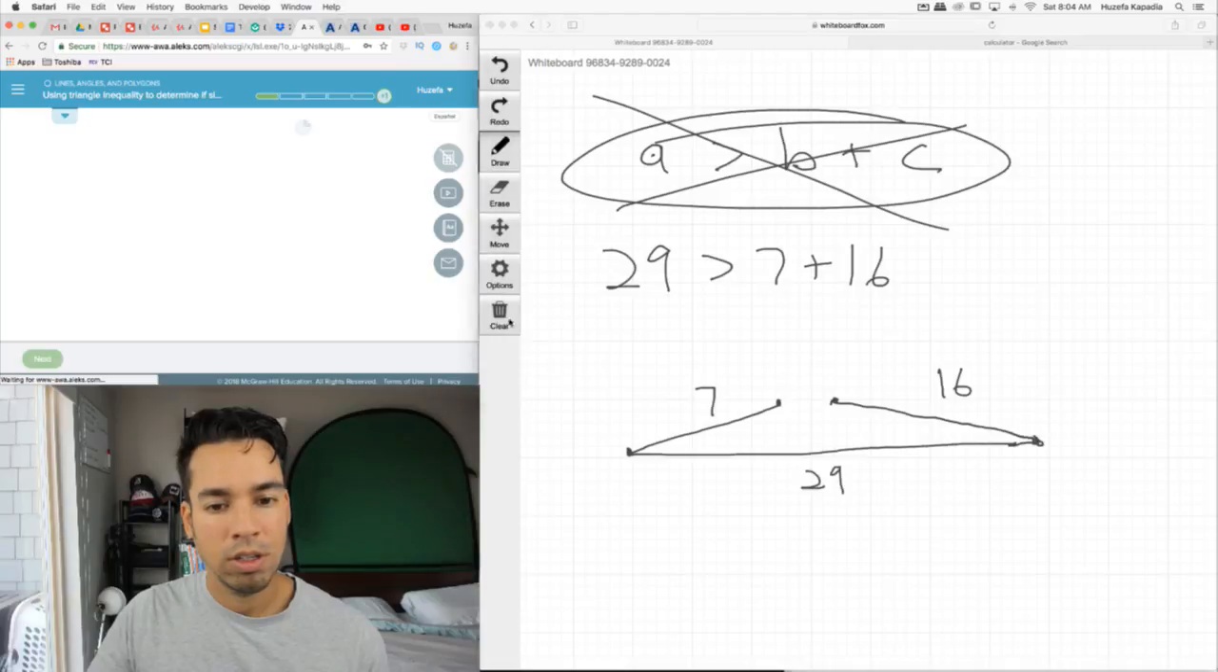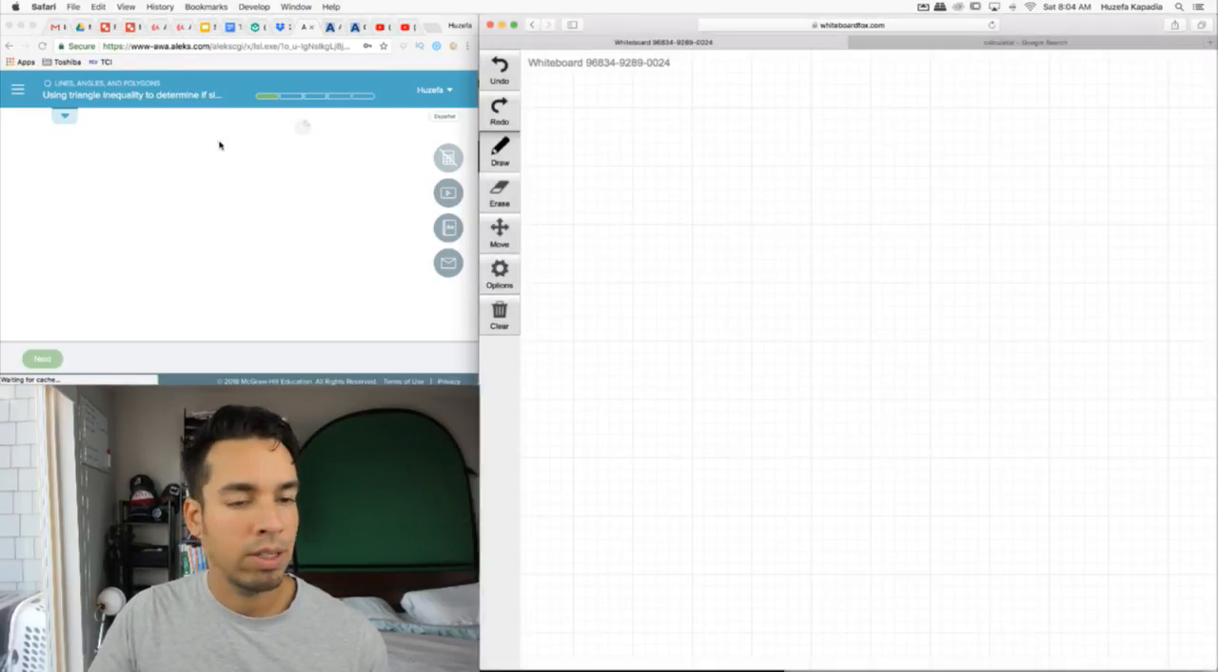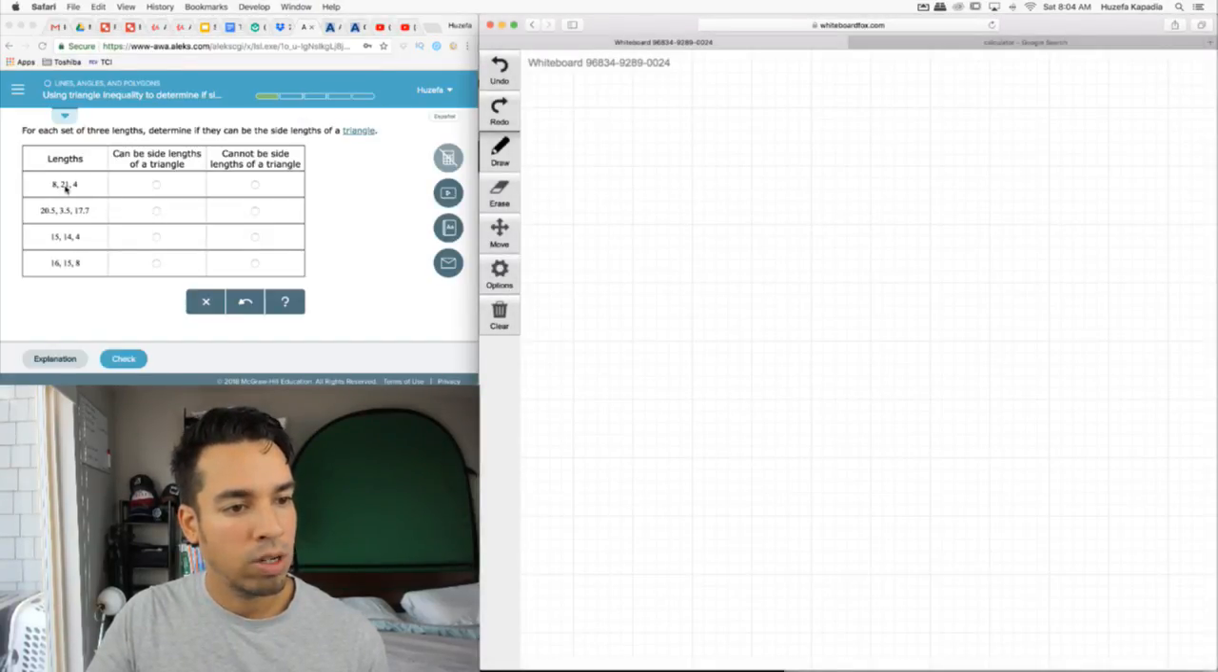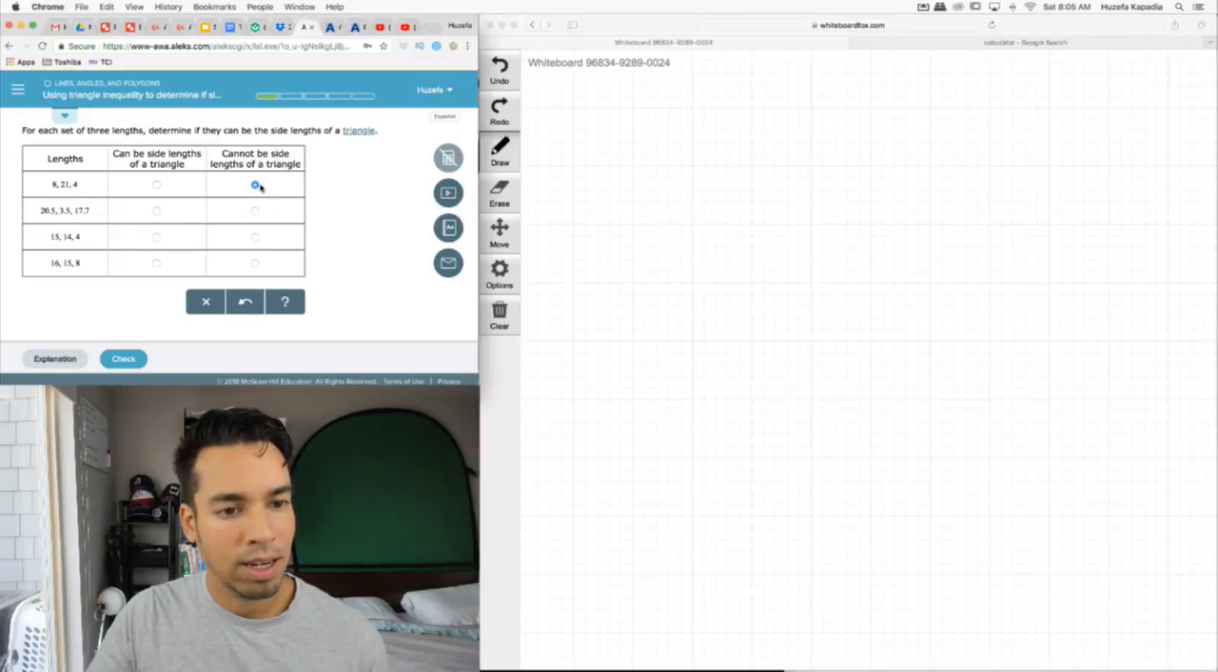Okay, next question. So now we can blaze through these really quickly. Find that biggest side. 21, is it greater than 4 and 8? Yes, it is. Cannot be a triangle. 20.5, is it greater than 3.5 and 17.7? It's not. These add up to 21.2. That's okay. 15 is not greater than 14 and 4. That's okay. 16 is not greater than 15 and 8. So that's okay.